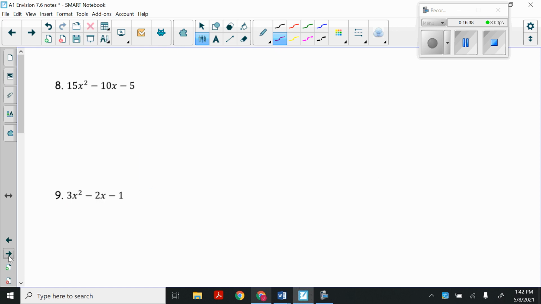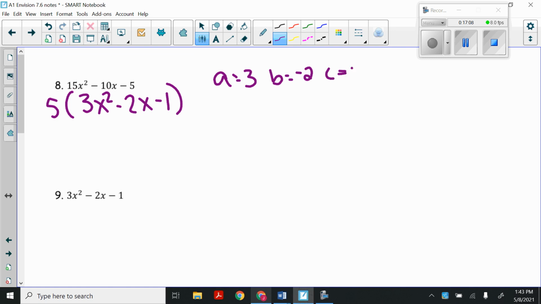So on the back, number 8, 15x squared minus 10x minus 5. Right off the bat, I notice I have a 15, I have a 10, and a 5. And remember at the very beginning, I told you always check for a GCF before you do anything else. So at the very beginning, we're going to make our life easy here and go ahead and pull out a 5. And then I'm left with 3x squared minus 2x minus 1. So now I want to take A as 3, B as negative 2, and C as negative 1. So AC is negative 3, and I'm trying to get a sum of negative 2. So I know that that's going to be a negative 3 and a positive 1. I still have this 5 out here. I can't forget about him.